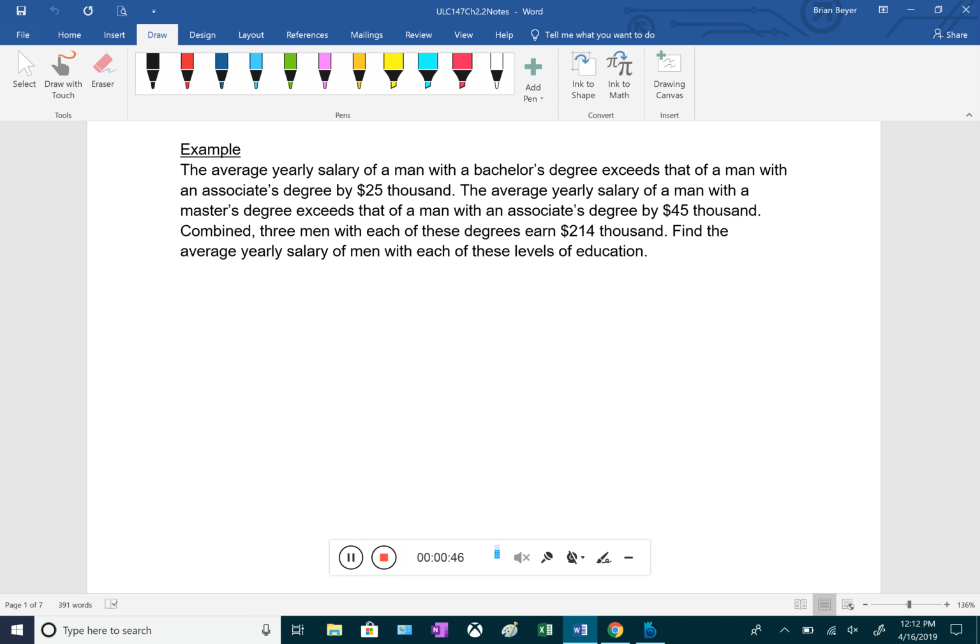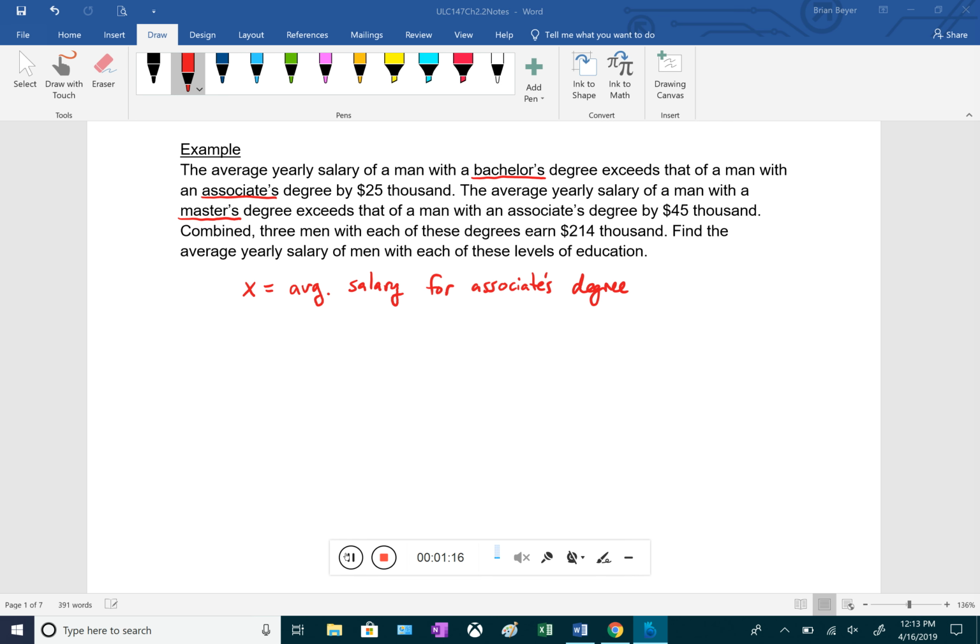So what you want to do when you start these is you want to let the variable equal something. So we're going to have x as our variable. So we have three different things here. We have bachelor's, associates, and masters. So we can let x equal the average salary for an associate's degree. So the reason why that one is just the x is because the other ones are based off of that.